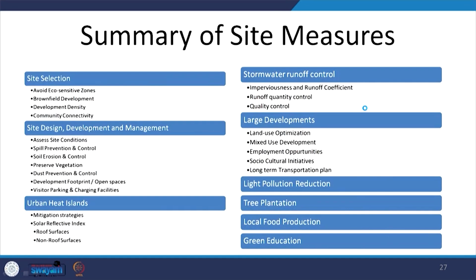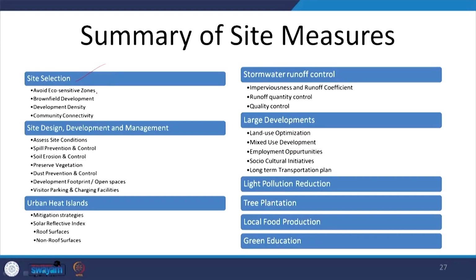So, to conclude and consolidate all that we have discussed in this week, we can summarize on this slide where all the parameters and measures for sustainable site development are listed here. First of all, we talked about the site selection, where we talked about eco-sensitive zones, the brownfield development, development density and community connectivity. Some of these form part of the green building rating systems, some of these are mandatory, for example, avoiding eco-sensitive zones. The next was site design, development and management.